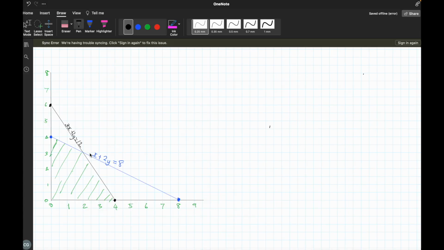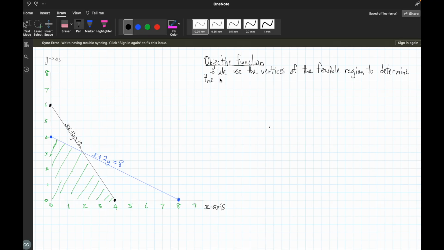So we have our constraints here, and we have our variables x and y. This is our y-axis, and over here we have our x-axis. Now remember, guys, when it comes to the objective function, we use the vertices of the feasible region to determine the optimal solution of the objective function. In this case, let's say our objective function is working out the profit, and the equation for that is 12x plus 15y. So that's our objective function.